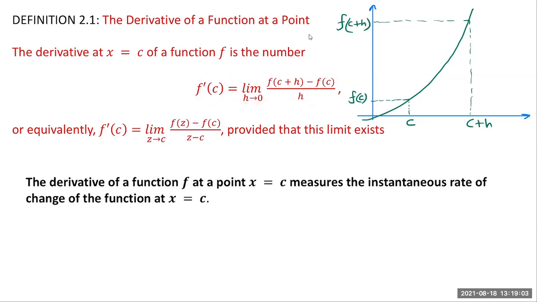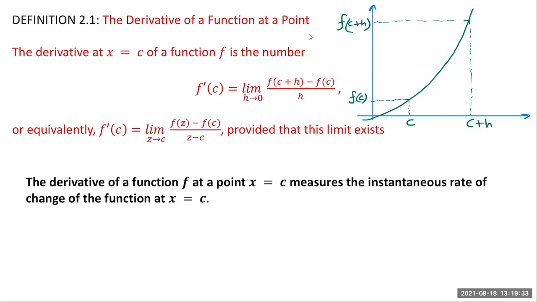The derivative at x is equal to c is defined by this limit as h approaches 0 of f of c plus h minus f of c divided by h. This limit will give you the derivative of the function f at x is equal to c, if of course this limit exists. If this limit does not exist, the derivative at that point does not exist.